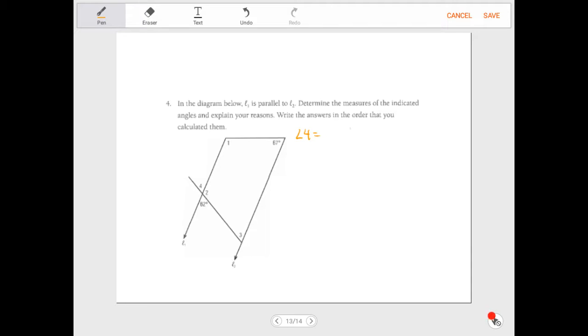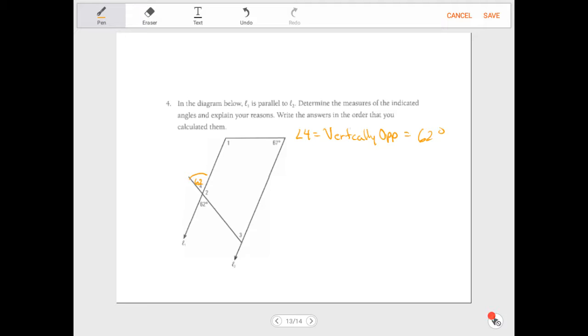Angle 4. Well, that 62 and that 4 are right opposite of each other. That's the vertically opposite rule. Well, that would make angle 4 be 62 degrees. Okay, let me just erase this here. I'm going to put, if I can, just 62. That's nice.